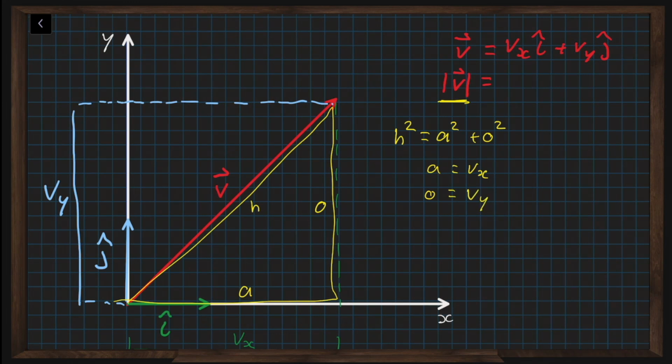So from all of this, we can figure out that the magnitude of a vector is given by the square root of the x component squared plus the y component squared. Okay, let's clear this out.